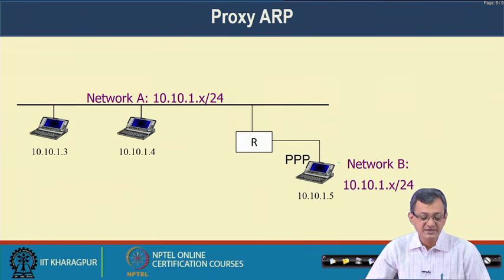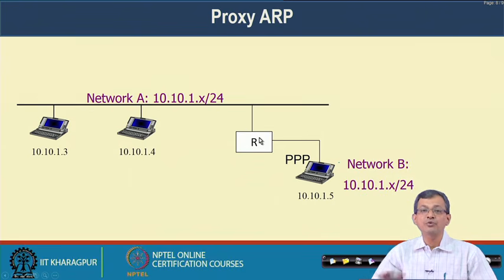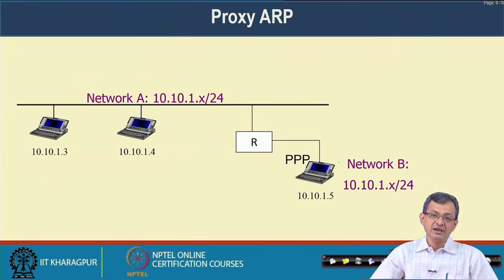So, it takes this with a subnet mask. With this particular router, which is a proxy ARP, another network, maybe a PPP network, network B, and so forth. So, this connects those two networks, proxying for both the networks A and B, right.